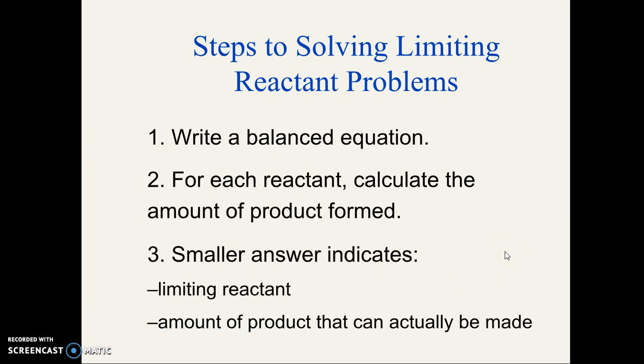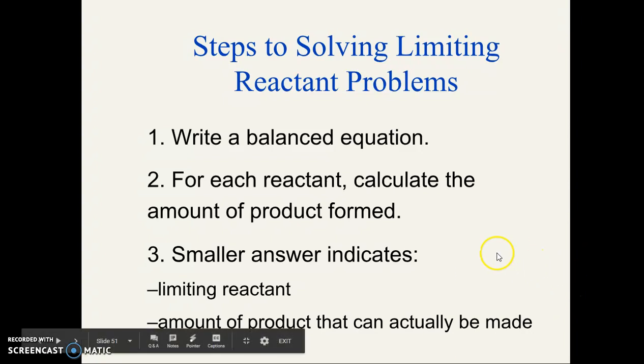Okay, so the steps to solving limiting reactant problems: you're going to, again, write a balanced equation. For each reactant, you're now going to figure out how much of the product can be formed. So you set up, if I have this much reactant, how much product can I make? If I have this much of the other reactant, how much product can I make? The one that yields the smaller amount of product is your limiting reactant. That's the amount of product that can actually be made. Meaning, with the amounts of reactants that I have, the one that produces the smallest amount of product determines how much product I'm going to have, and then I'm going to have some excess left over.